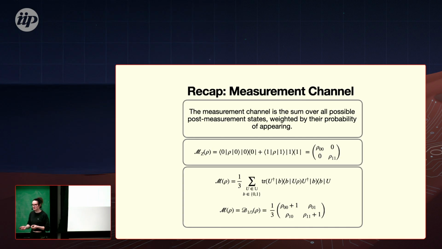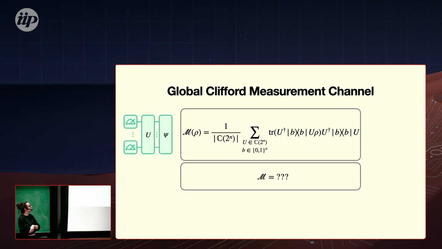Okay, so this is the measurement channel for the single qubit case. And now we go to the global Clifford measurement channel. So our measurement ensemble is not just the local Paulis that we measure, but global. It's a global measurement ensemble. That's why this U is now stretched over all the qubits of my psi. And we want to now calculate this thing here.